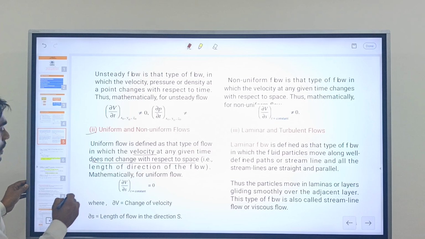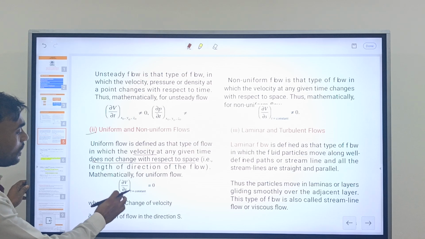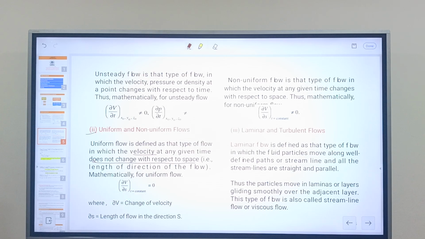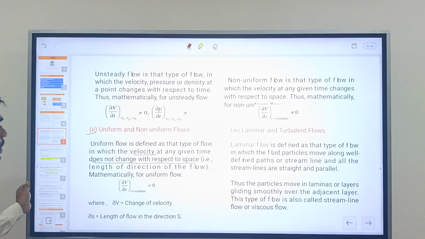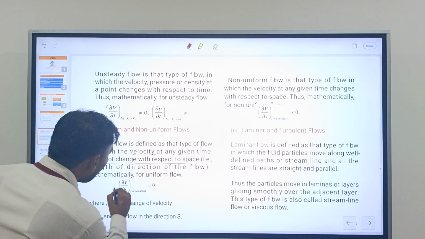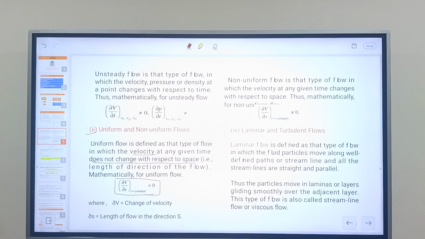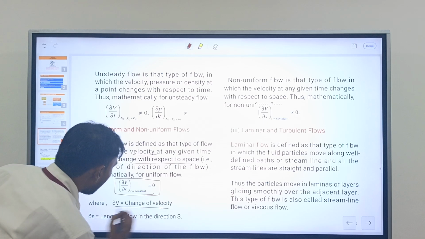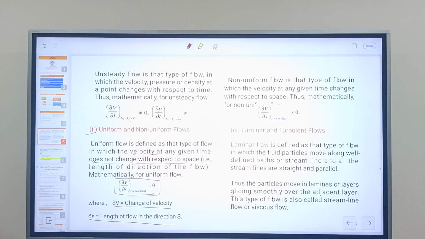We can also represent it in a mathematical way, that is del V divided by del S at time t equal to constant is equal to 0. So in case of uniform fluid flow, velocity at any given time does not change with respect to space in the direction of fluid flow. In a mathematical way, we can represent it as del V by del S at time t equal to constant equal to 0, where del V is the change of velocity, del S is the length of fluid flow in the direction S.